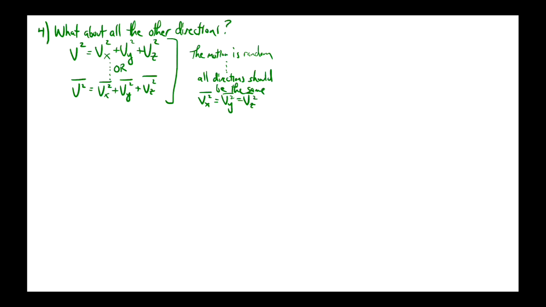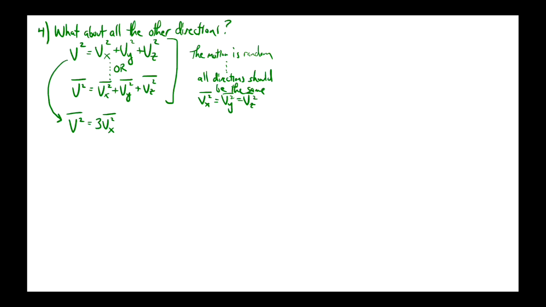Which means I can rewrite this v squared average as just 3 vx squared average. They're all the same. So if I add all of them up, I can just express it as one of them, which is the one we've already been using the whole time. Are you okay with that little jump? Okay? None of them has preference, and I've got motion in all three directions.